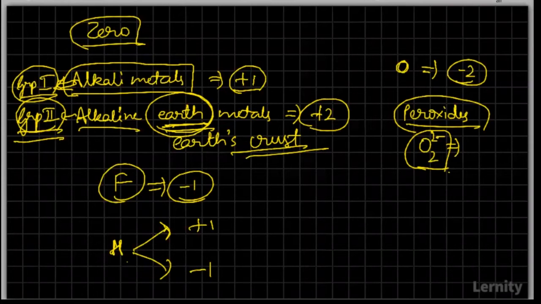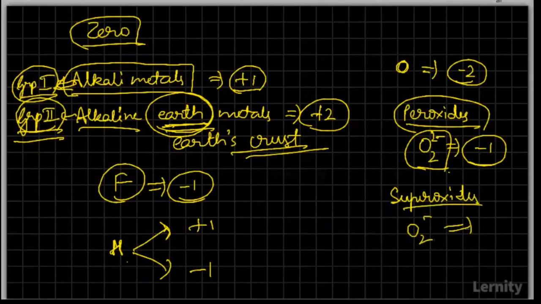Yeah, good. So here, you can't say it as -1 or -1/2. It's just -1 in the case of peroxides. Whereas in the case of superoxides, what will be the oxidation number of oxygen here? Yeah, good.